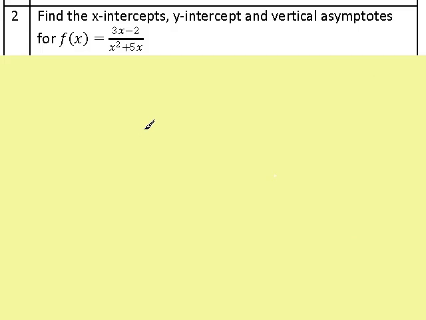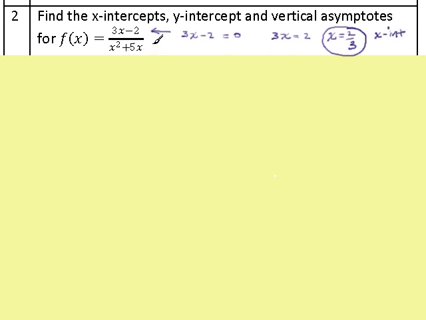Number 2 is really a pre-calculus question. We're not going to use derivatives here. We want to find x-intercepts, the y-intercept, and any vertical asymptotes of this function. All right, so let's remember that x-intercepts occur where the numerator is 0. So to find the x-intercept, we just write 3x minus 2 equals 0. So we get 3x equal 2. And just divide by 3, and we have x is equal to 2/3. All right, so that's our x-intercept.